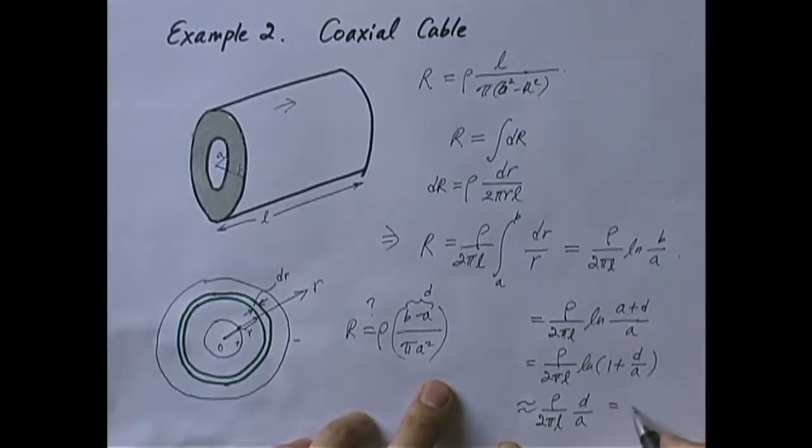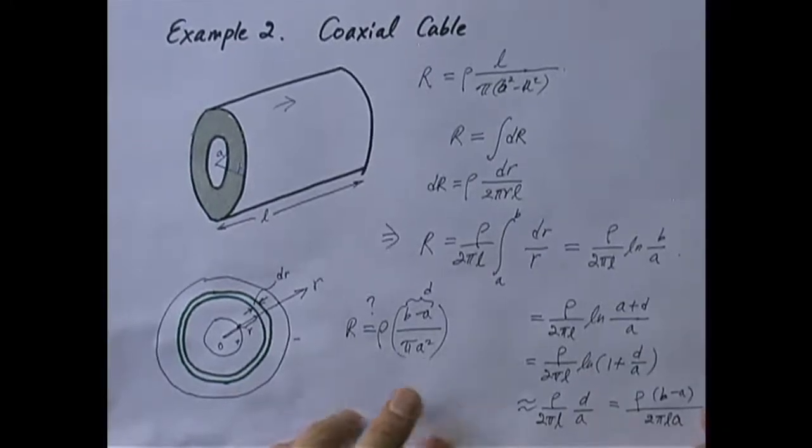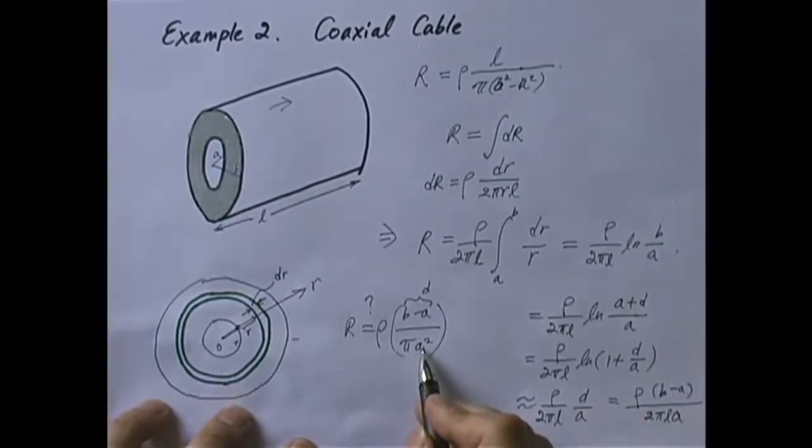Well, it is rho times d. D is just b minus a, and it's what do we have now? 2 pi La. Okay, it's a little different from here because we made a mistake here.